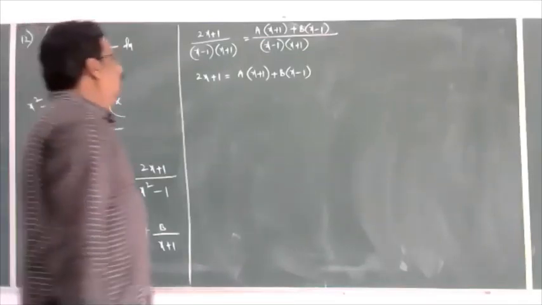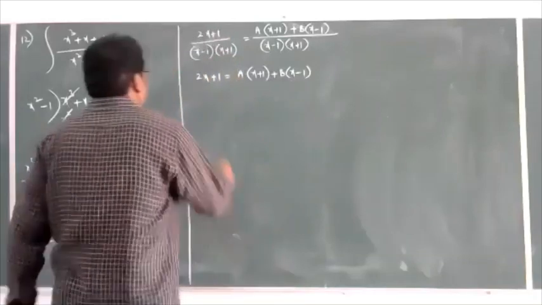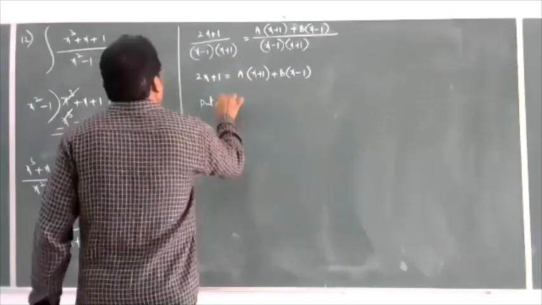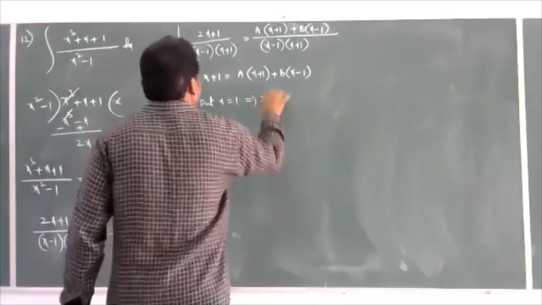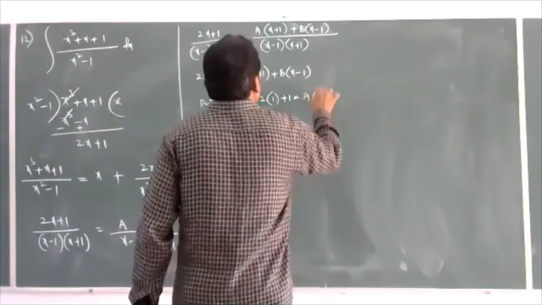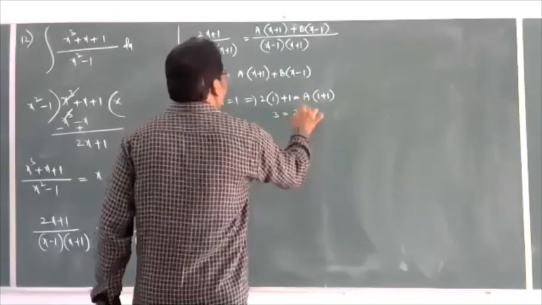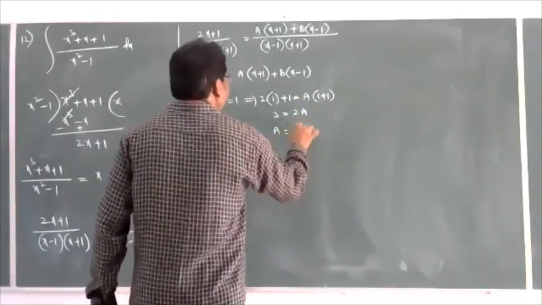Yes, we want to find out a value. Here put x is equal to 1. That implies 2 into 1 plus 1 is equal to a into (1 plus 1). This term is 0. That is 3 is equal to 2a. That is a is equal to 3 by 2.